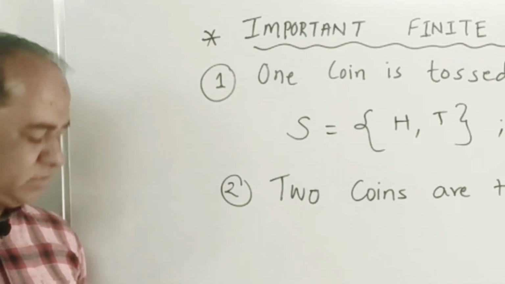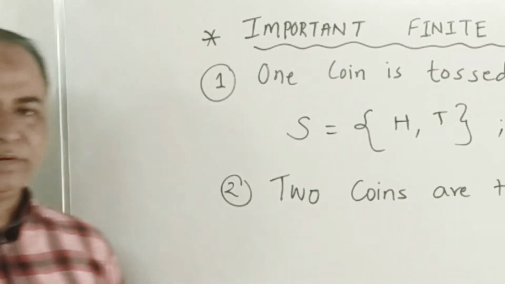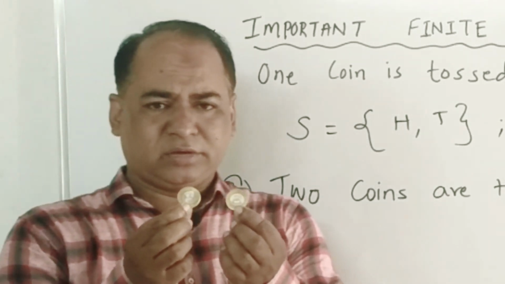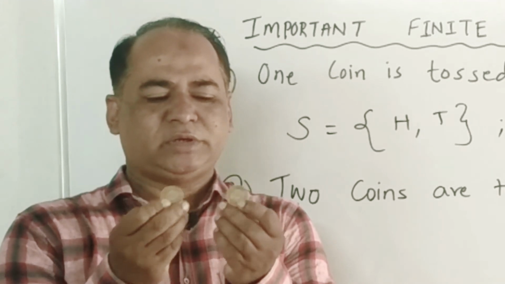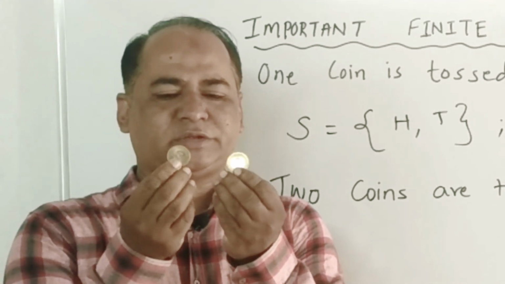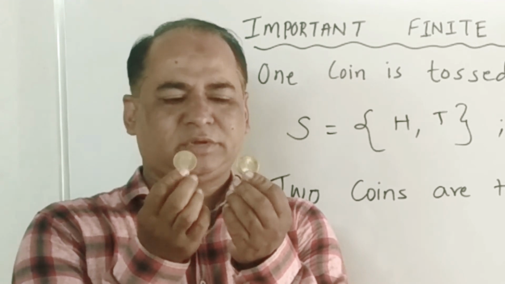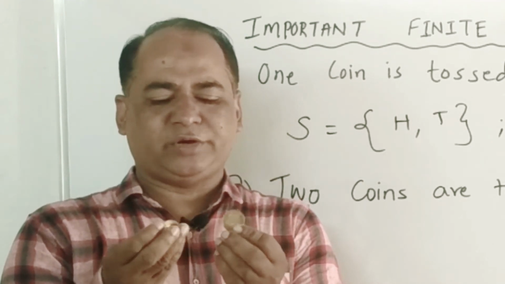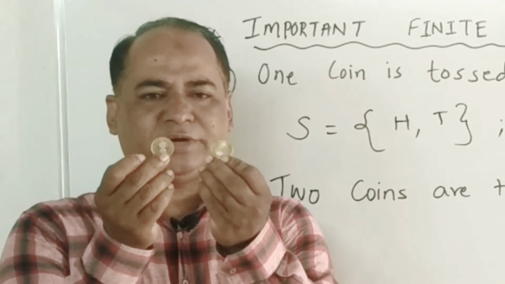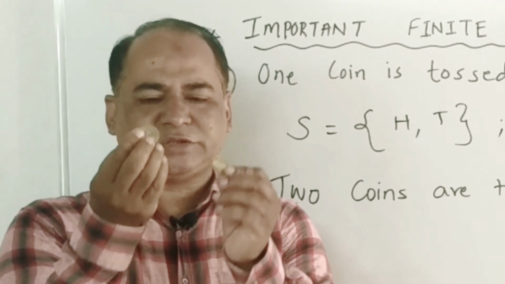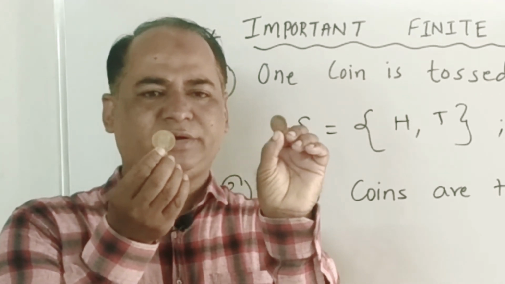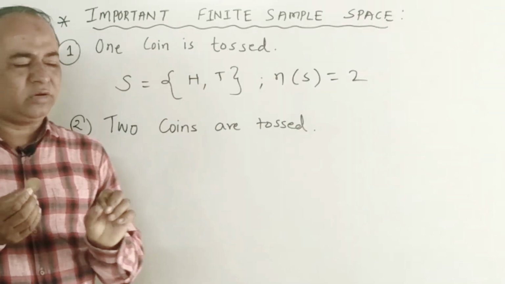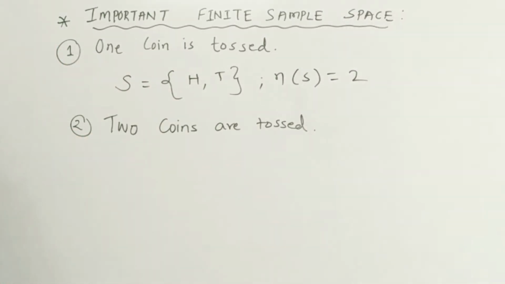Now if two coins are tossed, the first option is that both coins show head. The second option is that both coins show tail. Then on the first coin head and second coin tail, and first coin tail and second coin head. So in all we get four outcomes when two coins are tossed.